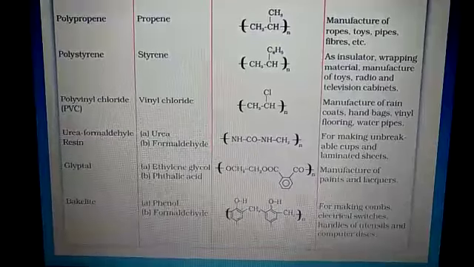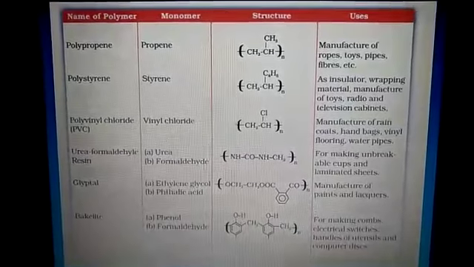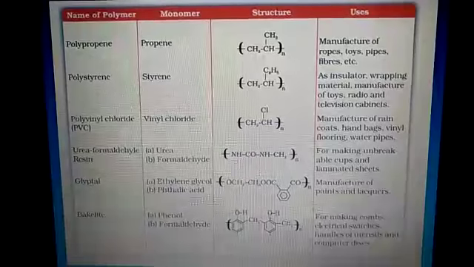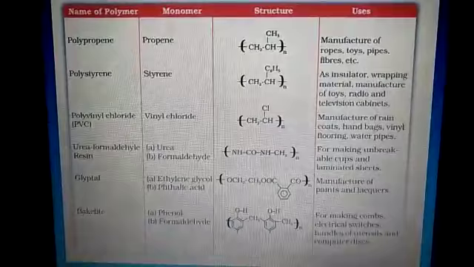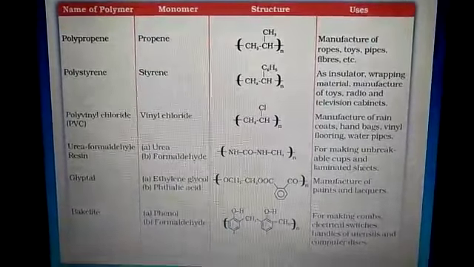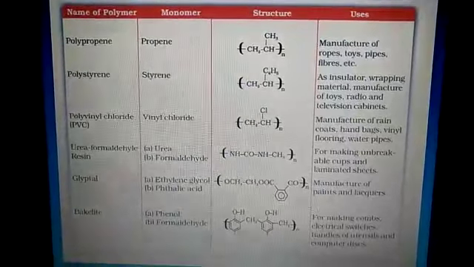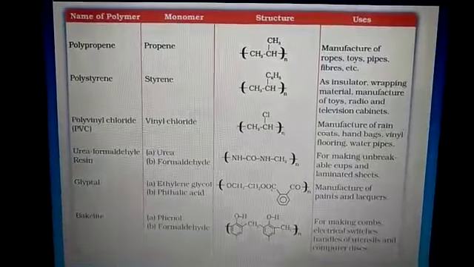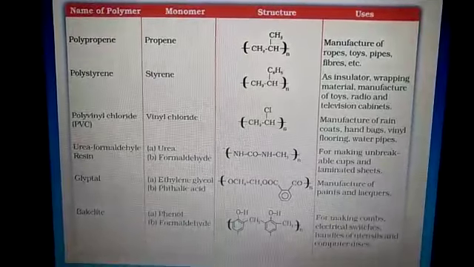Urea formaldehyde resin, monomers are urea and formaldehyde, for making unbreakable cups and laminated sheets. Glyptal, monomers are ethylene glycol and phthalic acid, used in manufacture of paints and lacquers. Bakelite, monomers are phenol and formaldehyde, used for making combs, electrical switches, handles of utensils and computer disks. These are the contents that we are presenting as the representation in the case of polymers.